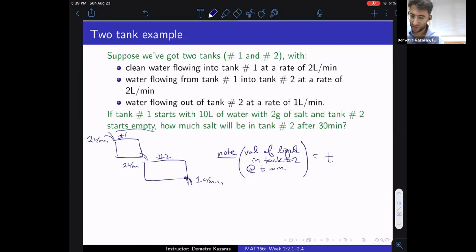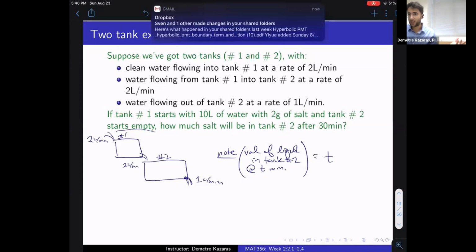Now let's read through the rest of the problem. Okay, so tank 1 starts with 10 liters of water and 2 grams of salt in it, and tank number 2 starts empty. We want to know how much salt will be in tank number 2 after 30 minutes. So again, this is a complicated situation because salt is flowing into the tank and clean water is running out of it, but the concentration of salt coming out of the first tank will change over time.